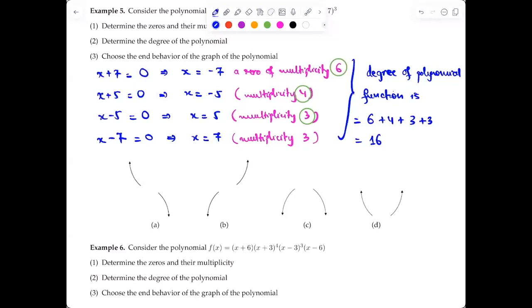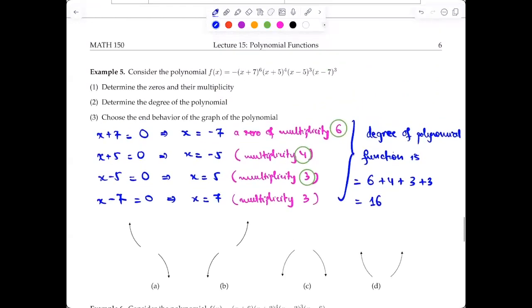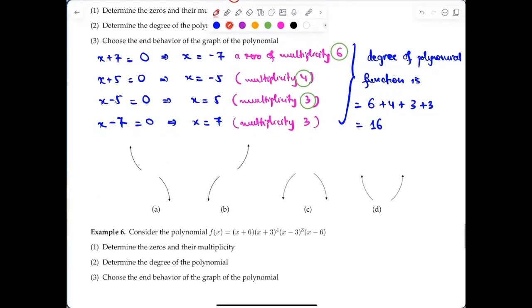A and B are just for odd functions. Okay. C and D are for even functions. Now you have an even degree polynomial function, so C or D. Now that's just degree. You need to take into account the leading coefficient, which in this case is -1. Negative leading coefficient with an even degree, the answer should be C.